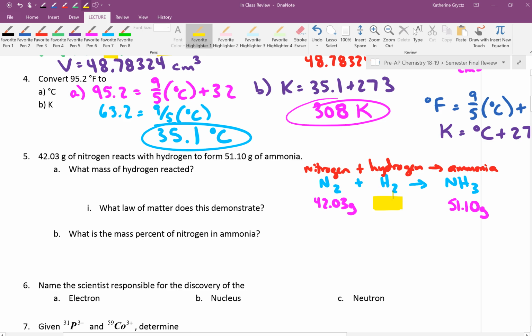We've got to have equal masses on both sides. So to find out the mass of hydrogen, we take 51.10 minus 42.03, and we get 9.07, and that is correct significant figures because we're doing decimal places. And we put grams. The question after said, what law of matter does this demonstrate? So this is the conservation of mass. Whatever mass we started with, we're going to end with.